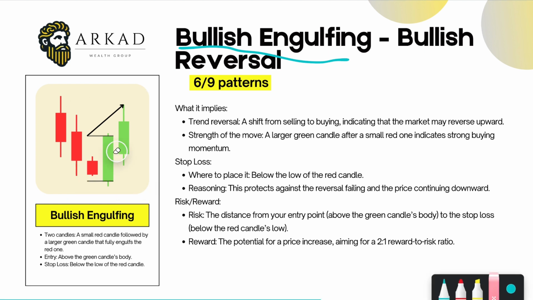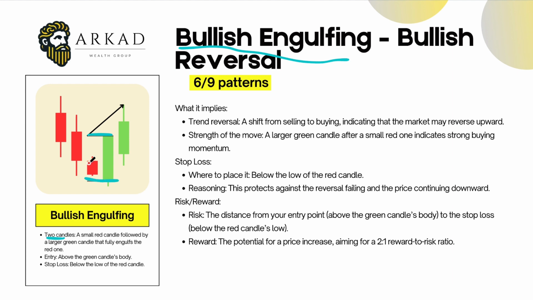And what that indicates is that a bullish reversal is going to happen. Not 100% guarantee, but I'm going to keep saying this, it's not 100% guarantee, but please just watch out for these patterns because they could help you. 2 candles, a small red candle followed by a larger green candle that fully engulfs the red one. Entry above the green candle's body. So right here, this is your entry price. Your stop loss below the low of the red candle. Do it right here. So you see that happening, and you think it's going to go up.